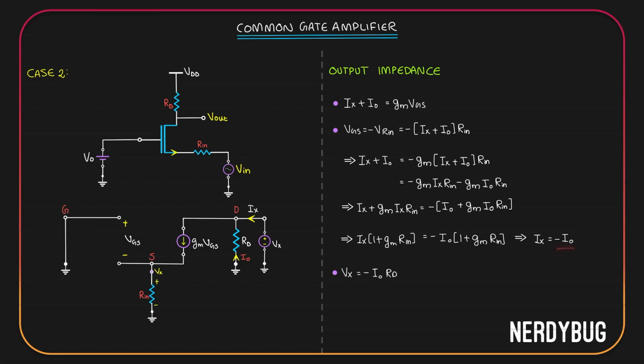But negative I naught is Ix. So Vx is Ix Rd. What we need is the output impedance Vx by Ix, which is Rd. So output impedance is Rd.